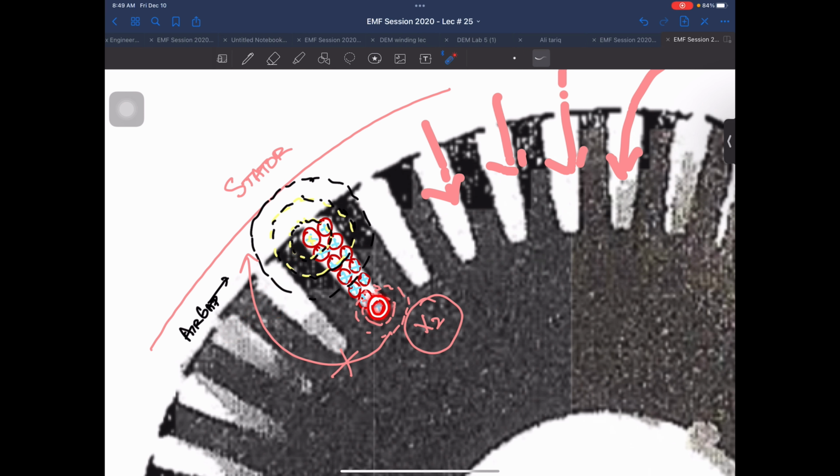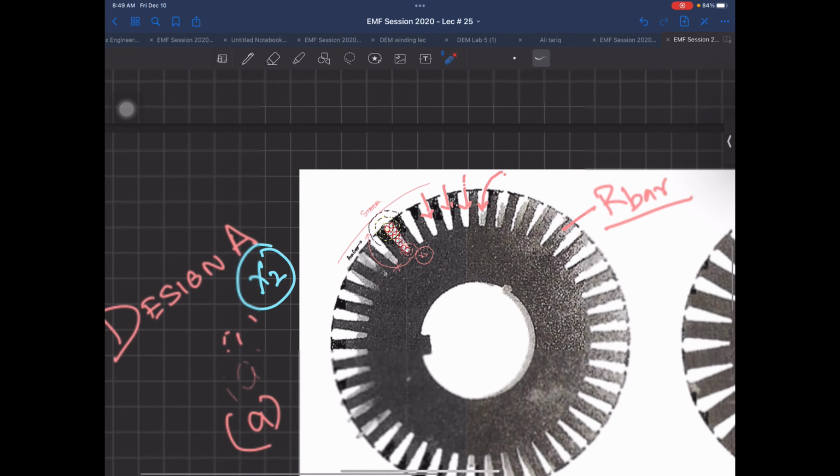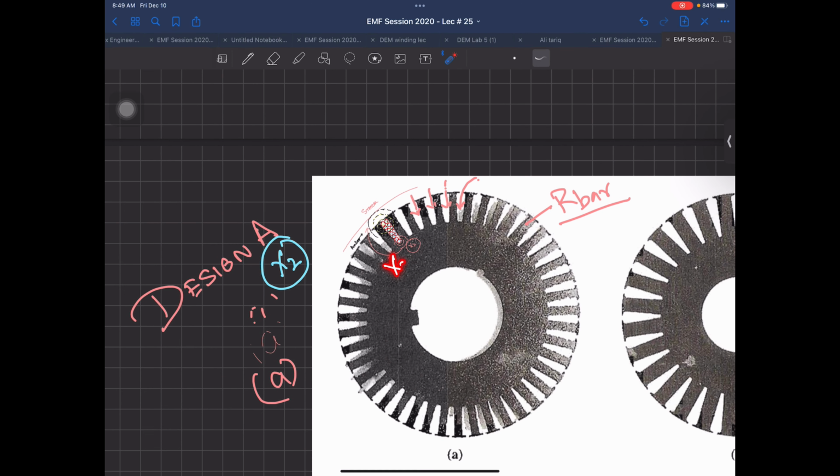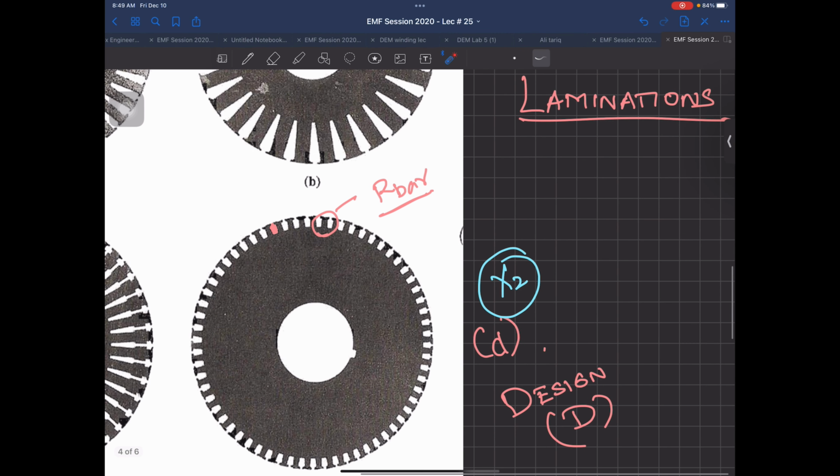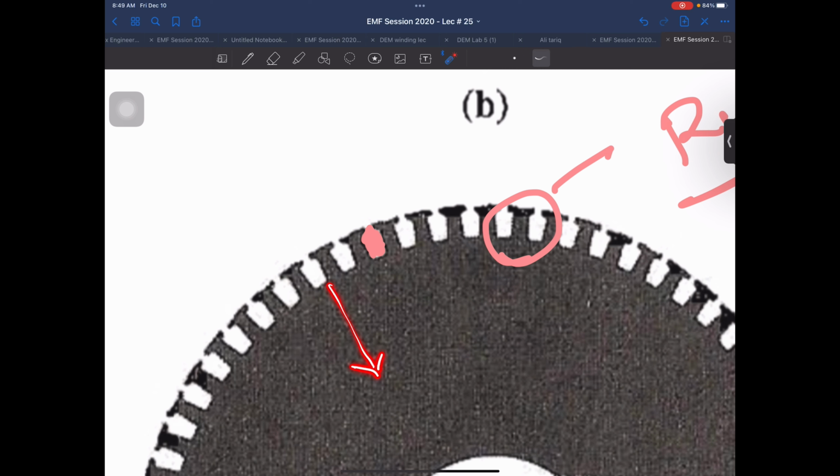But for the conductors which are very deep inside the rotor, their flux is not going to reach the air gap. Their flux will remain inside the rotor and they will increase X2. So in your design class A, your X2 is a little larger as compared to your design class D, where X2 is very small. Why? Because the bars are not deep. They are very small in number, but they are closer to your stator.